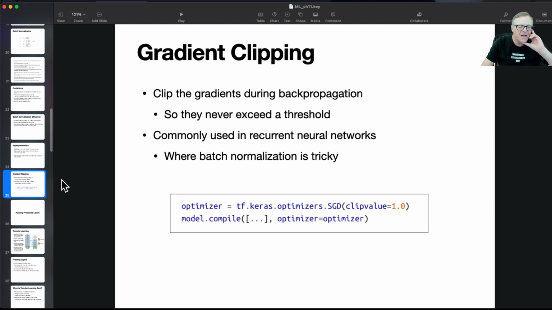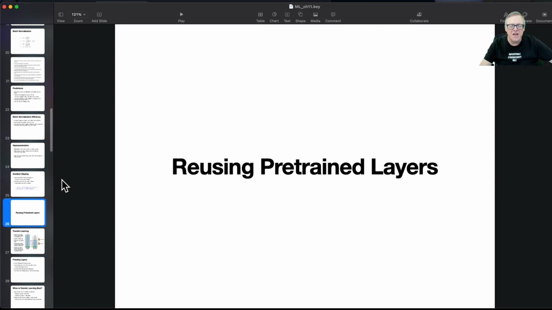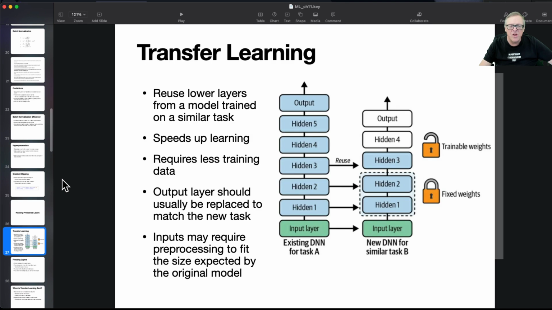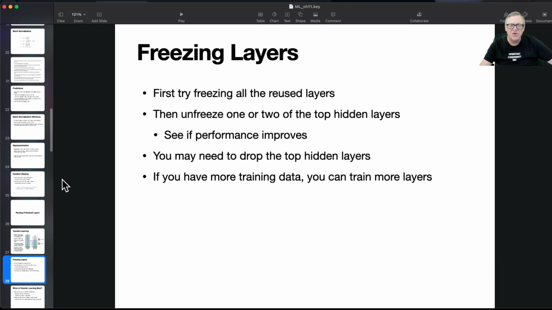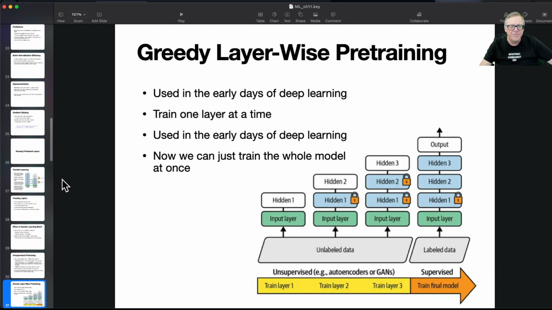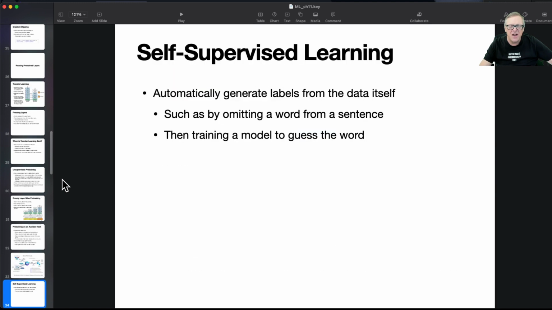All right, and there's other tricks. You can clip the gradient so it doesn't go too far. And I think the rest of this we've all talked about enough. You can reuse previously trained layers. This turns out to be quite useful. And you can pre-train on a different task.